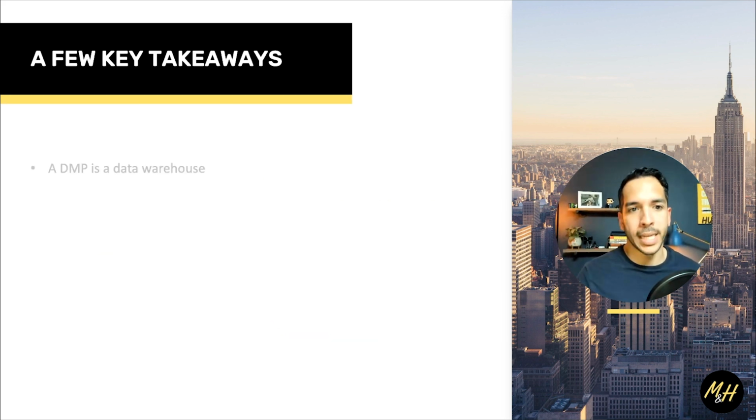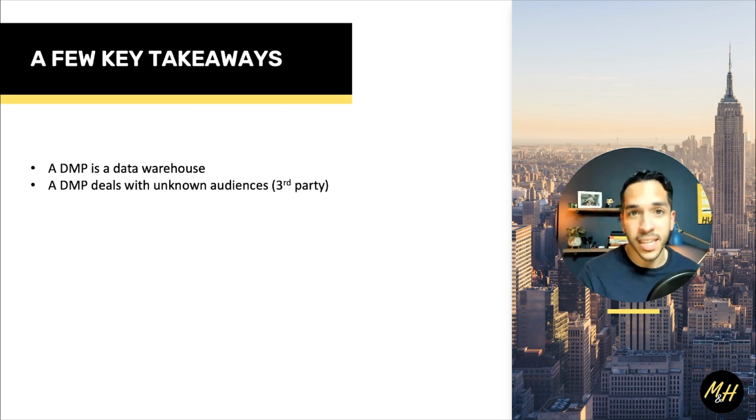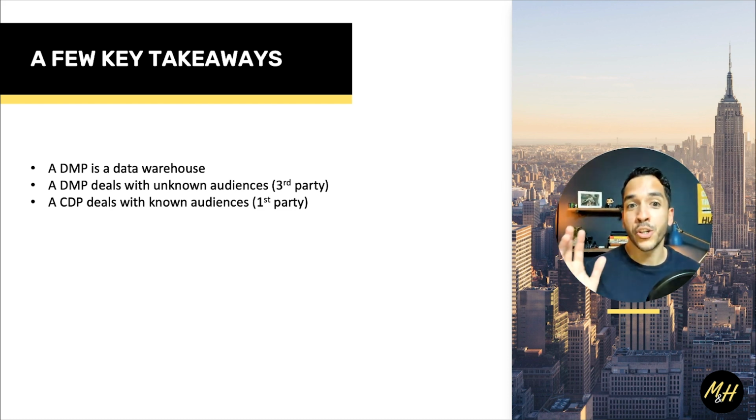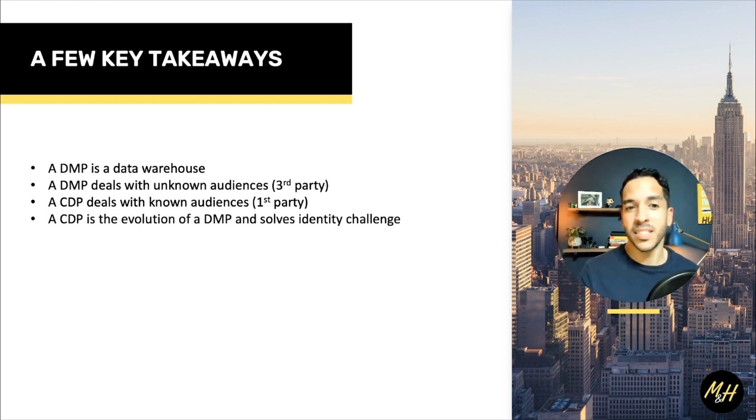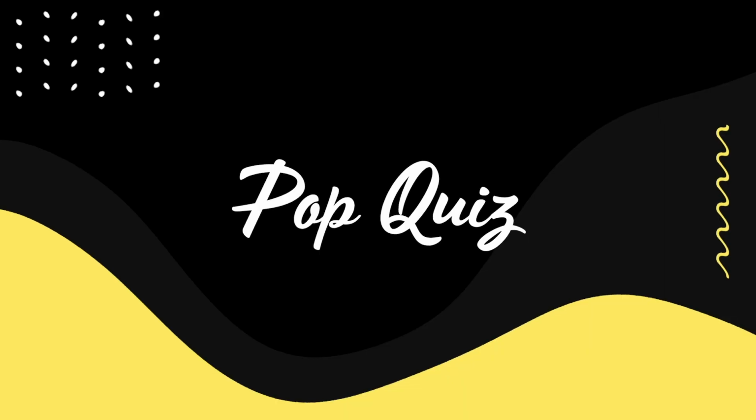So a few key takeaways. A DMP is a data warehouse, which is not to be confused with a data lake, which has just a bunch of unfiltered raw data. A data warehouse is structured data sets that are being used for analysis, for reporting, and for activation of media through a DMP. A DMP deals with unknown audiences, third-party audiences, someone else's data, while a CDP deals with your known audience, your information that customers are giving your business. And a CDP is essentially an evolution of a DMP, and it solves for this identity challenge so that you can get one single view of who your audience is.